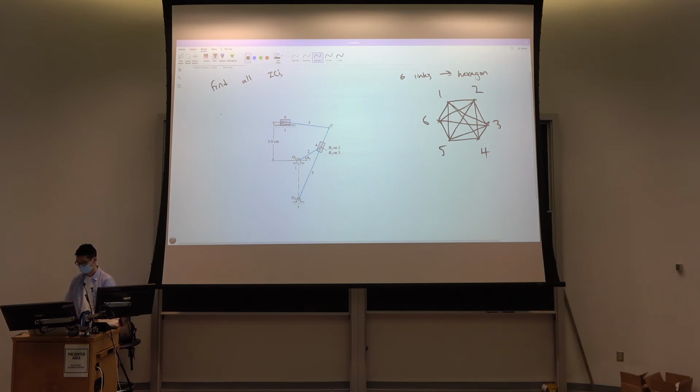Then from 4, same procedure: 4, 5, 4, 6, we're just going clockwise. 4, 1, 4, 2, and 4, 3 are already there. And I think that's it, right? I don't think there are any more. If you go from 5: 5, 6, 5, 1, 5, 2, 5, 3, and 5, 4 are all already drawn in.